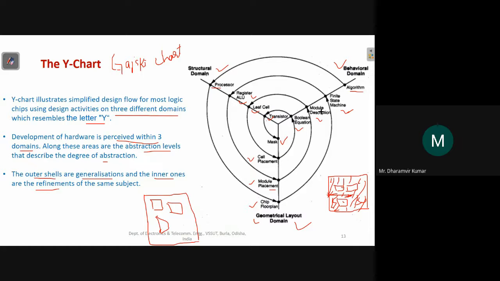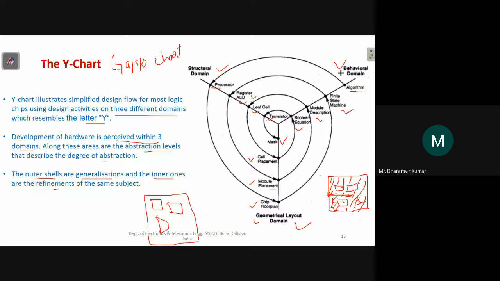Each of these domains have some parallels which can be related to each other. For example, at the processor level, we have chip floor plan in the geometrical domain, and we have algorithm design in behavioral. What is the behavioral domain? Suppose, as I said, that it tries to describe the behavior of the design in terms of if-else statements. When you program something, you use if-else statements, right? What is that if-else statement? It's a kind of behavioral modeling.